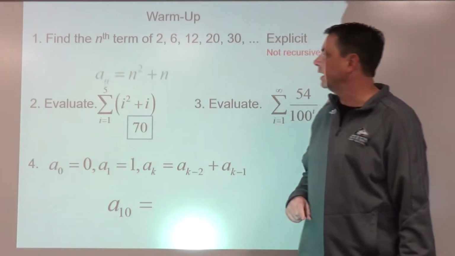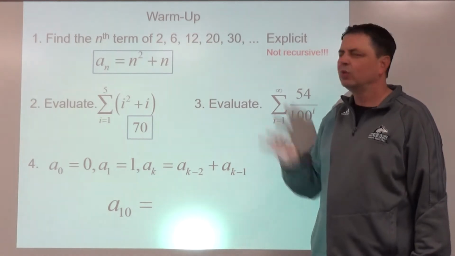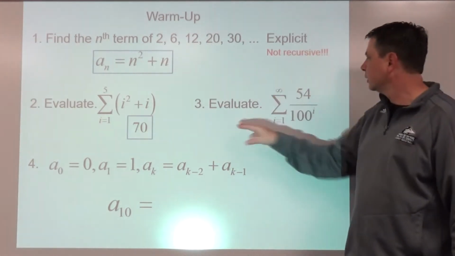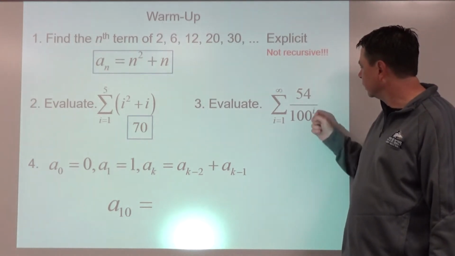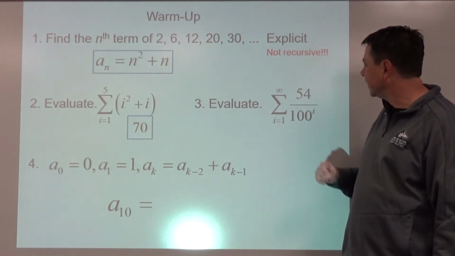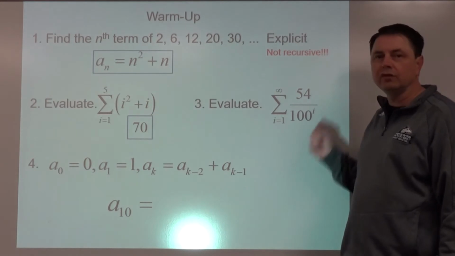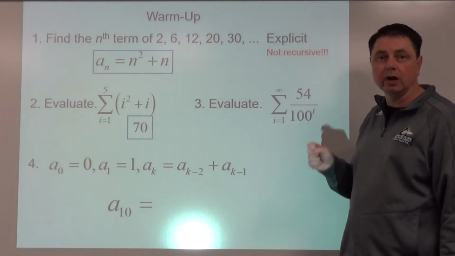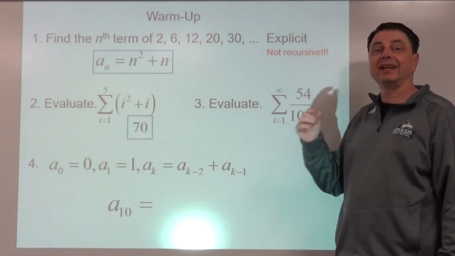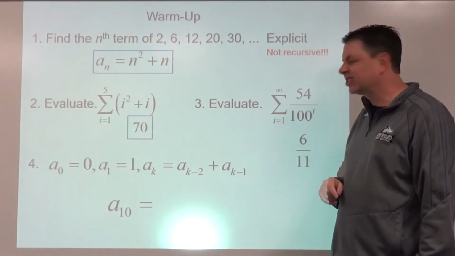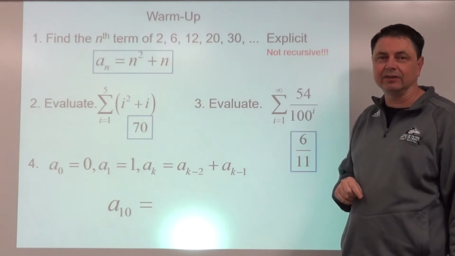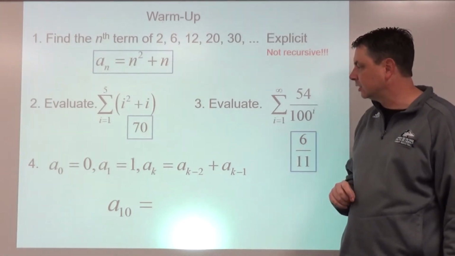Here's our a sub n right there. We'll come back to that in a moment. All right, number 3, evaluate. So we substitute in the 1. And we get 0.54, and then we get 0.0054, and then we get 0.000054. So we're going to get 0.54 repeating. Turns out that that's 6 over 11. Again, we'll learn more about that later.